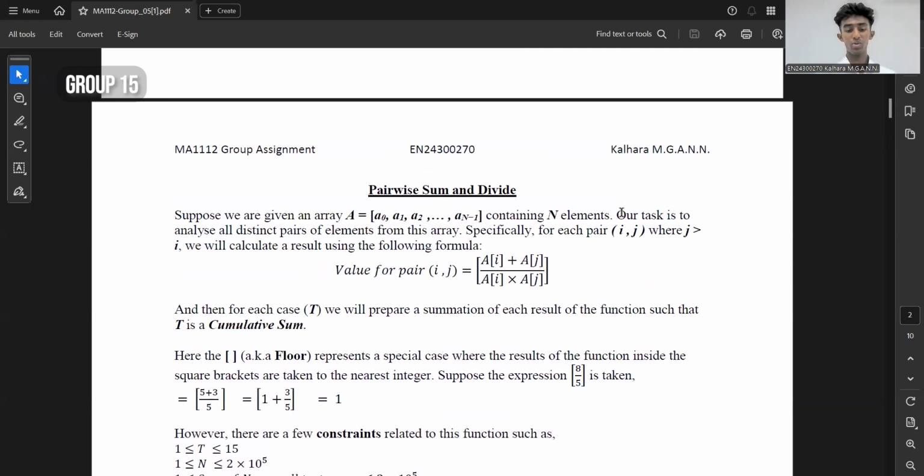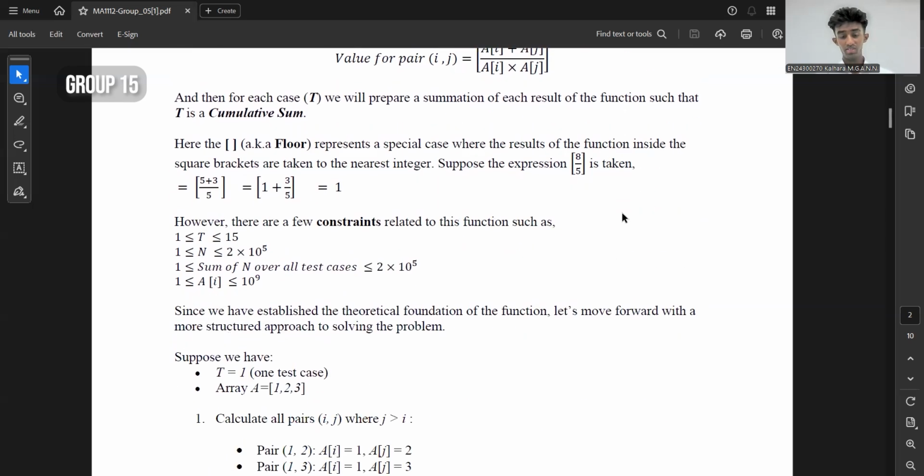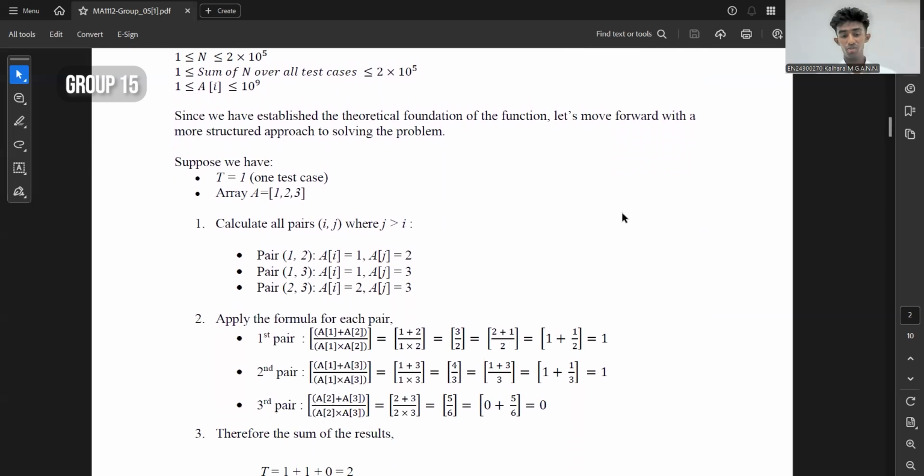For example, suppose that A equals 1, 2, 3. Identify all the pairs: the pair 1, 2, where a1 equals 1 and a2 equals 2; pair 1, 3, where a1 equals 1 and a3 equals 3; and the pair 2, 3, where a2 equals 2 and a3 equals 3. Let's apply the formula. For the 1, 2 pair, the formula gives us the result 1. For 1, 3, the result is 1. For 2, 3, the result is 0. Now let's sum the results. T equals 1 plus 1 plus 0 equals 2.